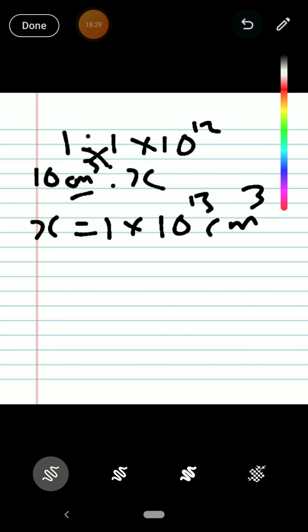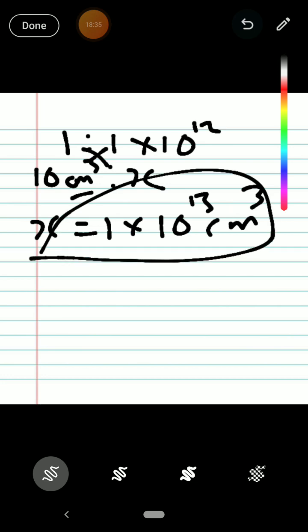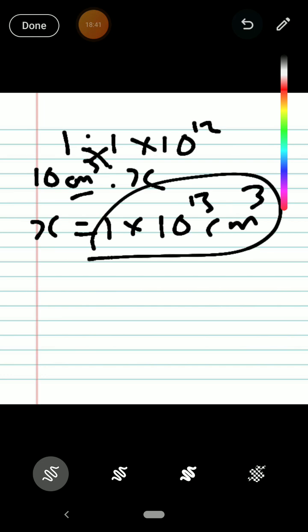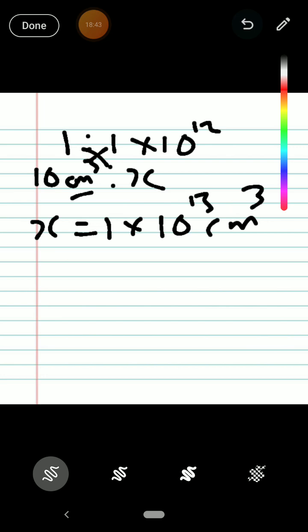Okay, but sometimes in exam they would say find the volume in meters. So how can you convert this to meters? That's a story for another day. But it's good to learn how to change this to meters. The conversion is simple.